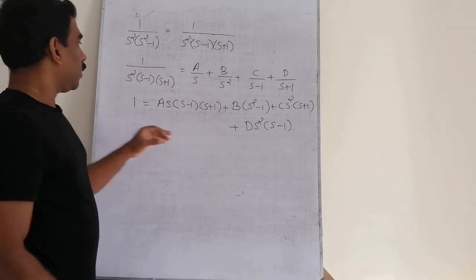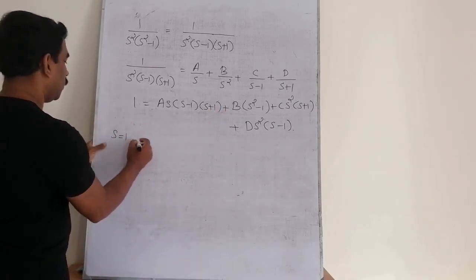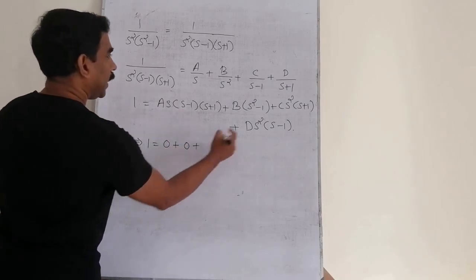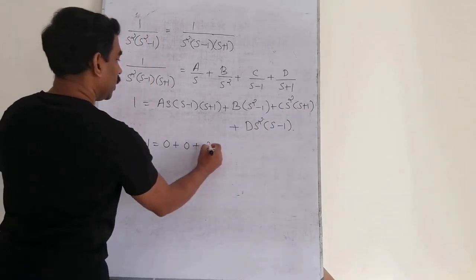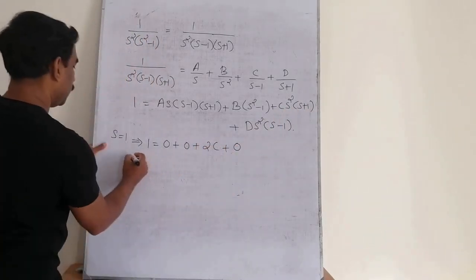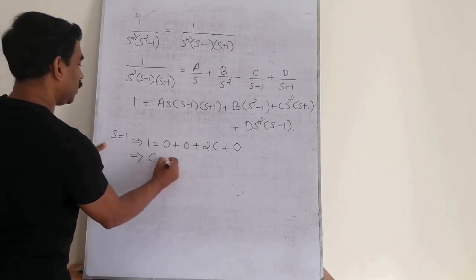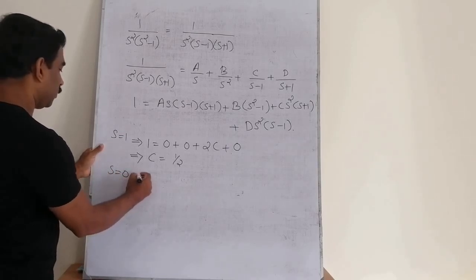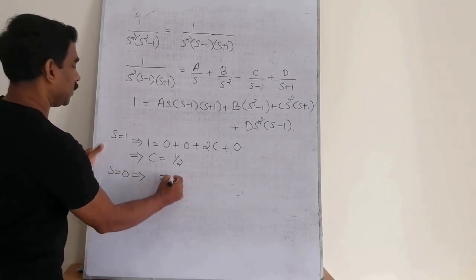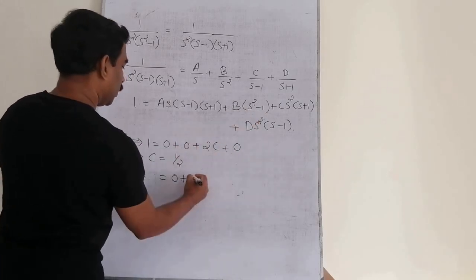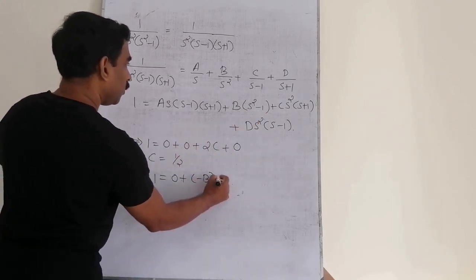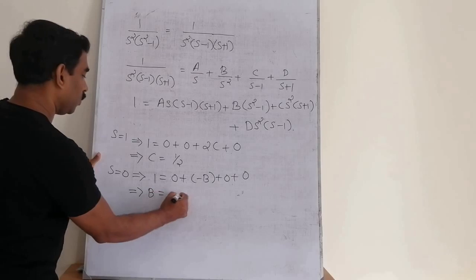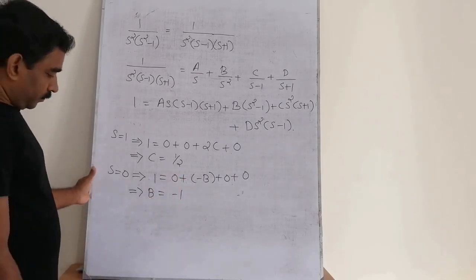Now putting s equal to 1 in this expression, the left side is 1. So when s is equal to 1, the first term is 0, the second term is 0, and the third term gives 1 plus 1, that is 2C, plus the fourth term 0. So this implies 2C is equal to 1, or C is equal to 1 by 2. Another substitution is s equal to 0. So s equal to 0 implies the left side is 0 plus 0 minus 1, that is minus B, plus 0 plus 0. Or we have B is equal to minus 1.